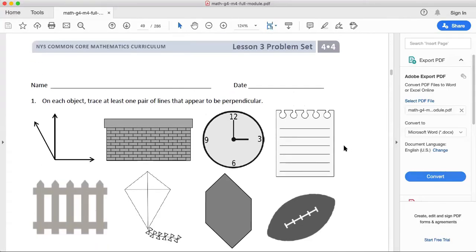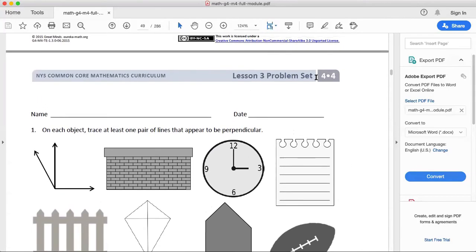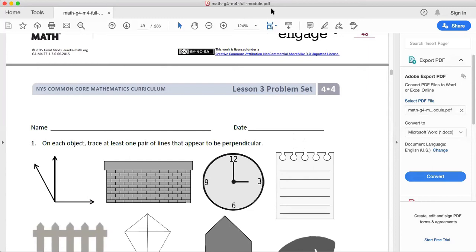All right, my friends. So what we are going to be working on today is lesson 3, problem set. What you're going to need to grab is your workbook, so quickly go grab that. The first problem that we're going to be working on is problem number 1, where it says, on each object, trace at least one pair of lines that appear to be perpendicular. So I'm going to look here. Oh, yep, these are perpendicular. This is perpendicular. And these are all parallel, very interesting, right? But if I look at the corner, the vertex of the paper, yep, that's perpendicular as well. My lines will not be perfect because I'm just drawing freehand.